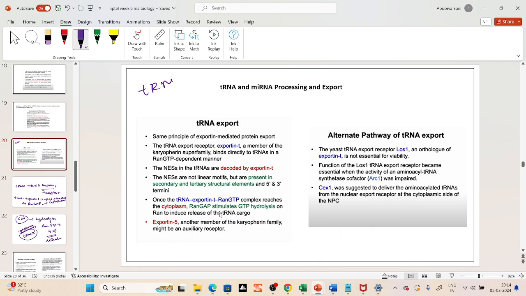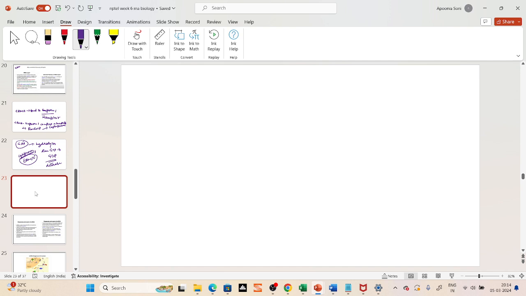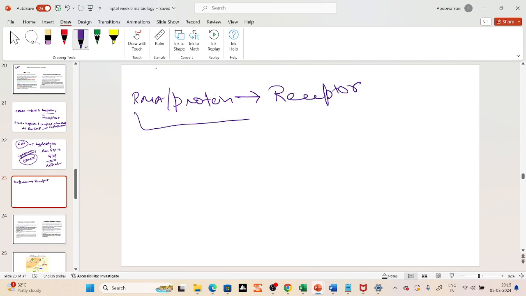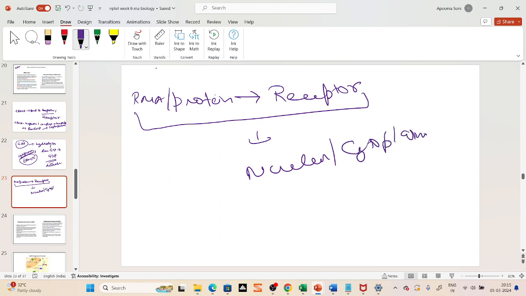So this much detail I won't be giving to all the mechanisms because then we won't be able to finish the class. But you just have to understand the basic mechanism: whether it's an RNA or a protein, it will first bind to the receptor, and then this complex will bind to some GTP mechanism, depending on whether it is in the nucleus or in the cytoplasm, and then with the help of some energy it will be transported to the nucleus or cytoplasm wherever it is going, and then the complex will detach itself, it will be broken down.